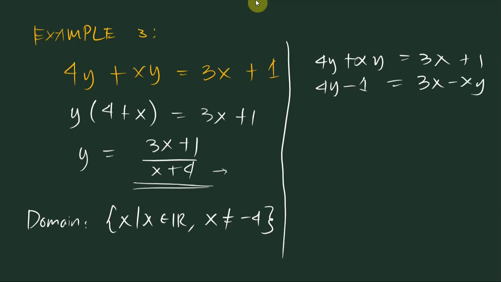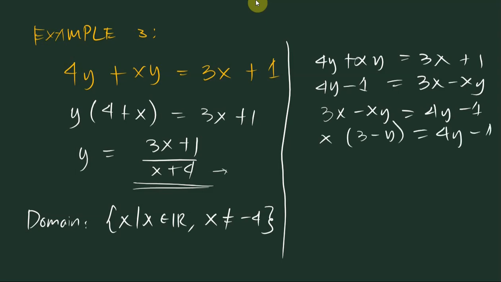Okay, and then let's just reverse this. So 3x minus xy is equal to 4y minus 1. We can then factor out x. So you have x times 3 minus y is equal to 4y minus 1. And then by dividing both sides by 3 minus y, we have x is equal to 4y minus 1 over 3 minus y. Okay, so this is our derived function in terms of y.